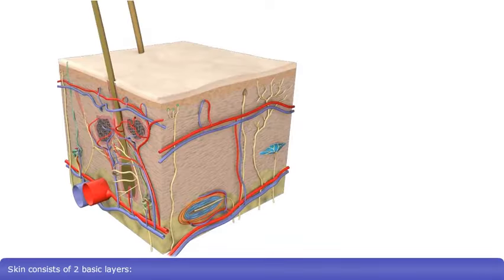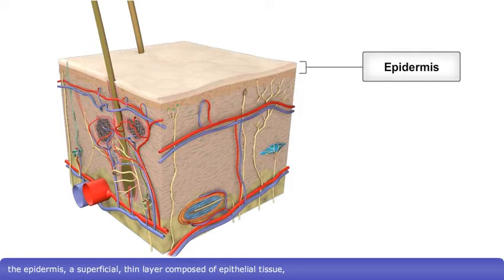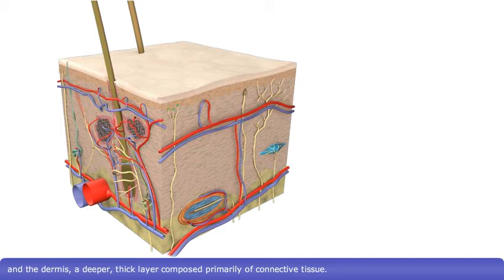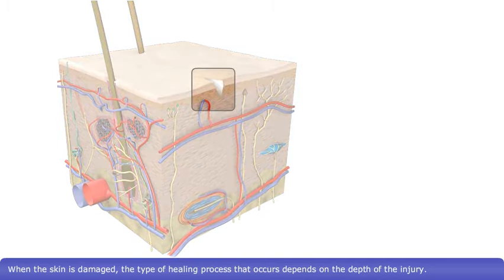Skin consists of two basic layers: the epidermis, a superficial thin layer composed of epithelial tissue, and the dermis, a deeper thick layer composed primarily of connective tissue. When the skin is damaged, the type of healing process that occurs depends on the depth of the injury.